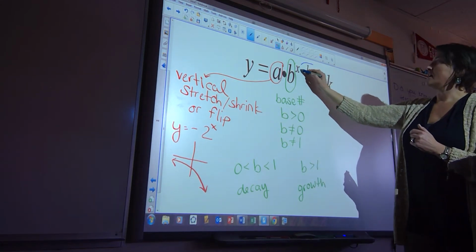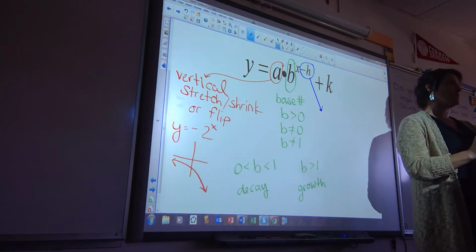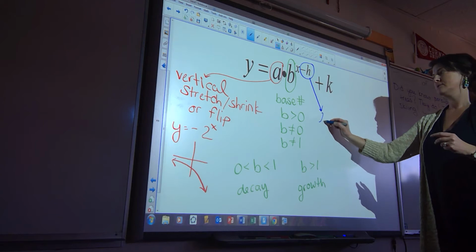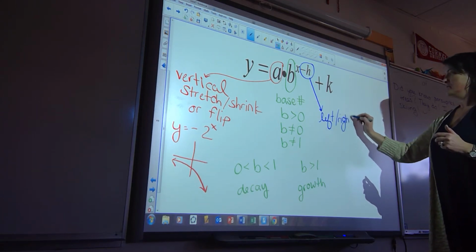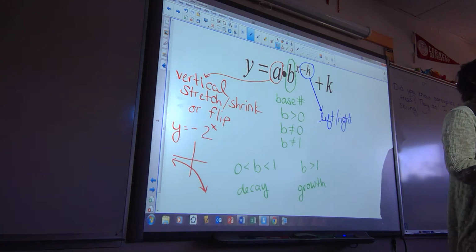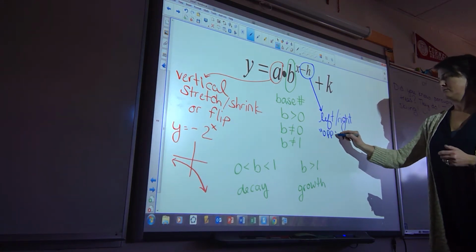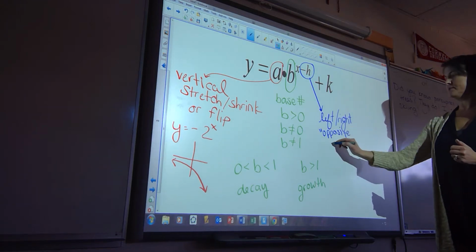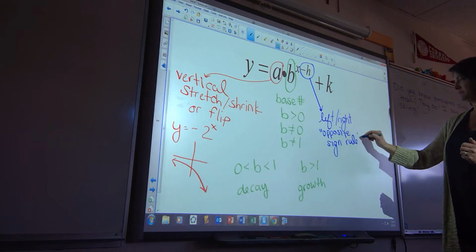All right, the h value is kind of what we've seen before. This is an x movement left or right. Opposite sign rule, like we've always seen.